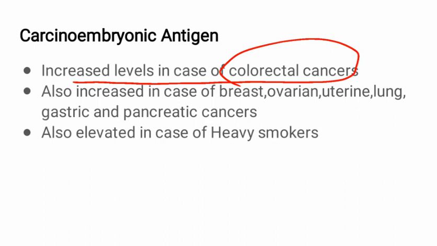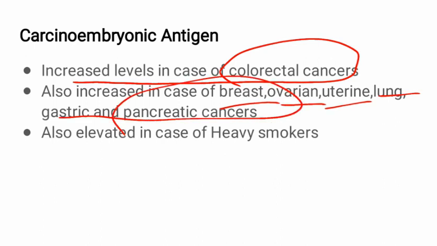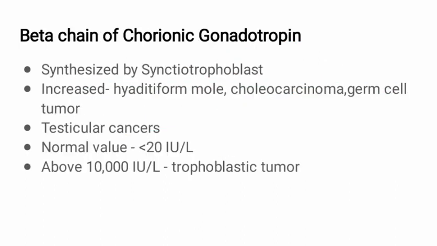Carcinoembryonic antigen is increased in case of colorectal cancers. It is also increased in case of other cancers like breast cancer, ovarian cancer, uterine cancer, lung, gastric and pancreatic cancers. Elevated levels of carcinoembryonic antigen is also found in case of heavy smokers.